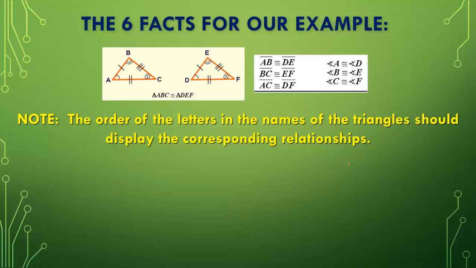Okay, the order of the letters of the names of the triangle. If you're given that two triangles are congruent, then the order is the order in which they're congruent. So kind of like I touched on yesterday, if you have this information, then you know angle A and angle D are congruent. Segment AB and segment DE would be congruent.